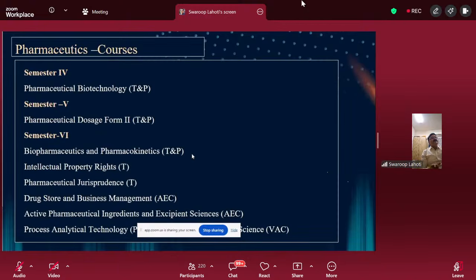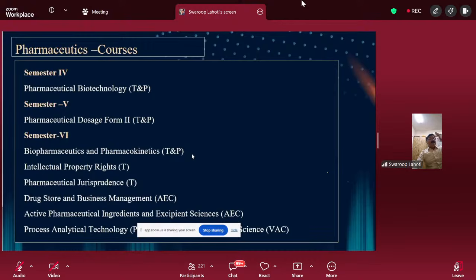Then as far as semester 4 is concerned, we have pharmaceutical biotechnology, with theory and practical. In the pharmaceutical biotechnology practical, the microbiology practicals and the biotechnology practicals are clubbed. The biotechnology practicals are very good, including DNA and RNA isolation. Along with that, many sophisticated techniques like electrophoresis have been included in pharmaceutical biotechnology.